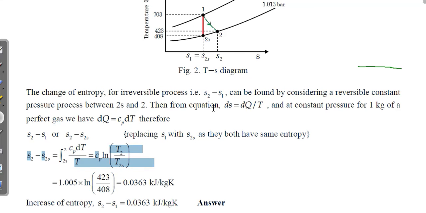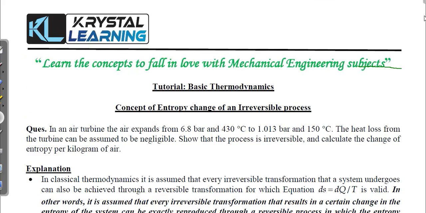From this diagram, everything is clear. I hope you enjoyed this lecture and understood the concept of how to find the entropy change of an irreversible process. In the next lecture, we will meet with some new concept and a new question. Till then, have a nice day.